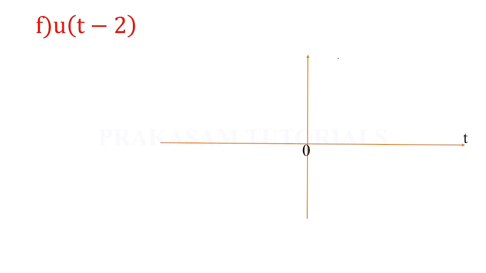And next one is u of t minus 2. So similarly, using the definition of unit step signal, u of t is equal to 1 for t greater than or equal to 0, and this is the basic definition. So now here we want to find out u of t minus 2. Using this definition, u of t minus 2 is equal to 1 for t minus 2 greater than or equal to 0. So this minus 2 is going to the RHS side. We have t greater than or equal to 2.